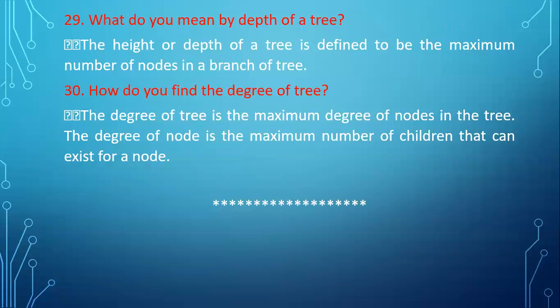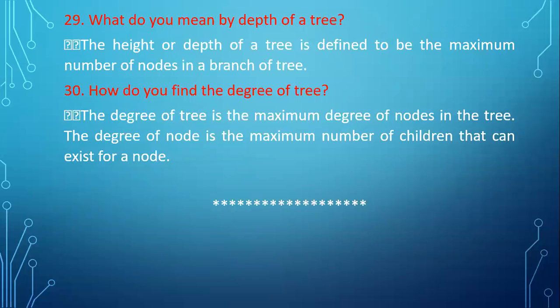Question number 29. What do you mean by depth of a tree? The height or depth of a tree is defined to be the maximum number of nodes in a branch of the tree.